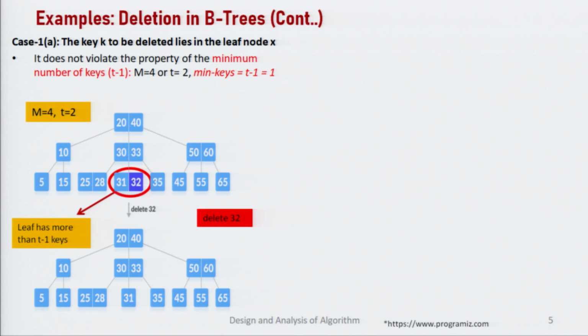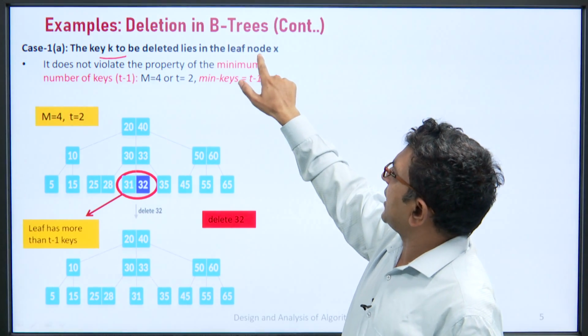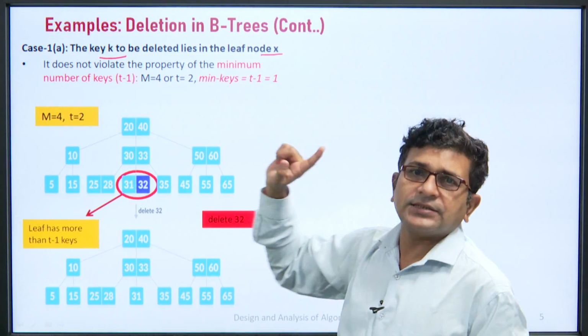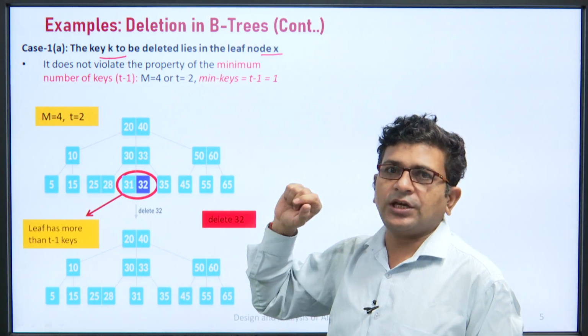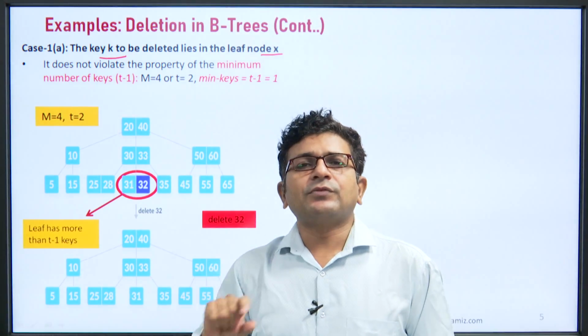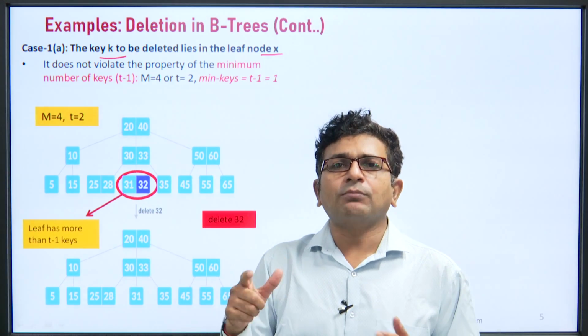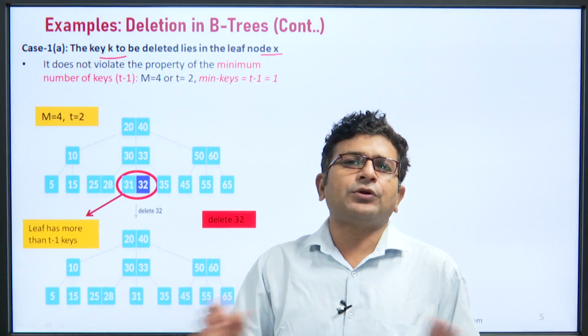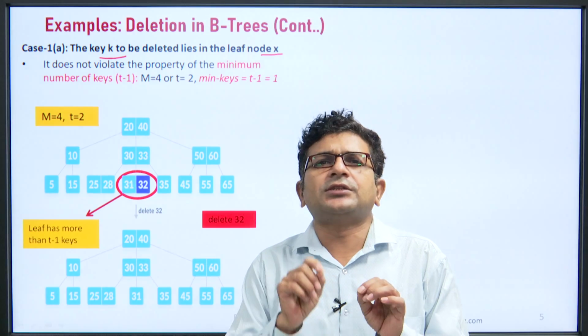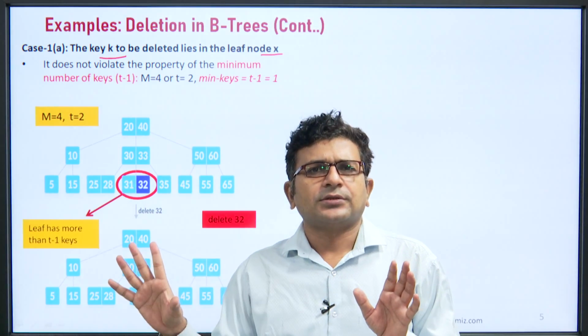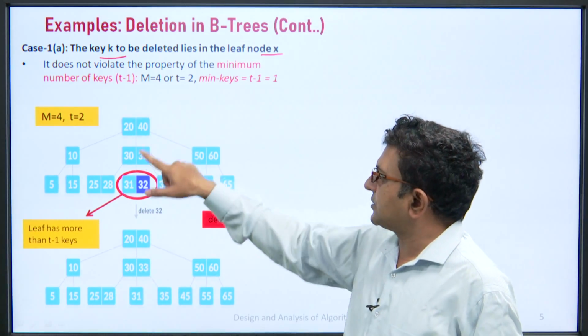Now, case first A. We need to delete a key k which is residing in node x, and node x is a leaf node. Case first says that if the leaf node has more than the minimum keys, we do not care about anything, we just delete the key from node x. Just see here, this is an example.